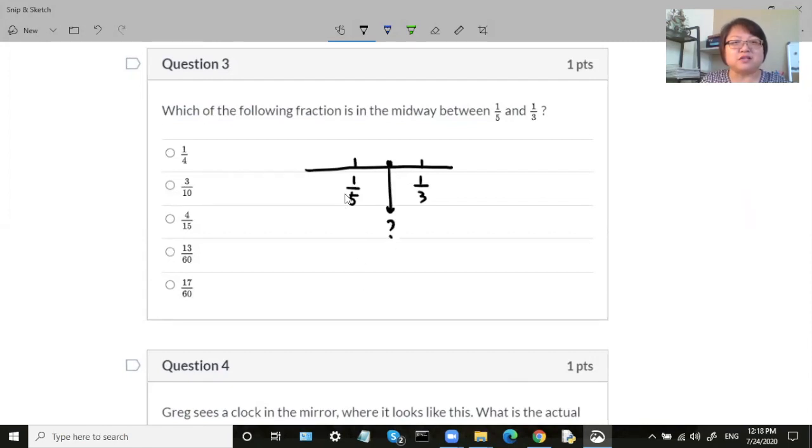Okay, so let's convert 1 over 5 and 1 over 3 to have the same denominator. The common denominator of 5 and 3 is 15. So 1 over 5 is 3 over 15, and 1 over 3 is 5 over 15. Okay, then it's obvious the middle would be 4 over 15. So the answer is C.